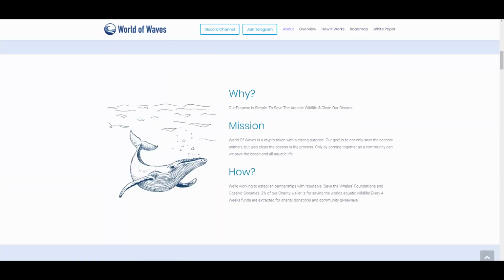Alright, so why they do it? They are doing this on purpose, as you can see, to save the aquatic wildlife and clean our oceans. The mission, as you can see, the goal is not to only save the oceanic animals, but also clean the oceans in the process. So they want to do two good things instead of one, which is brilliant. Only by coming together as a community can we save the ocean and all aquatic life. There is a bunch of those ocean cleanup coins, you know, but it's actually really nice to see more of them because this is a serious problem, okay?